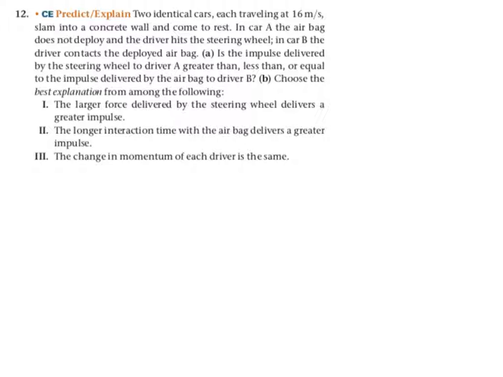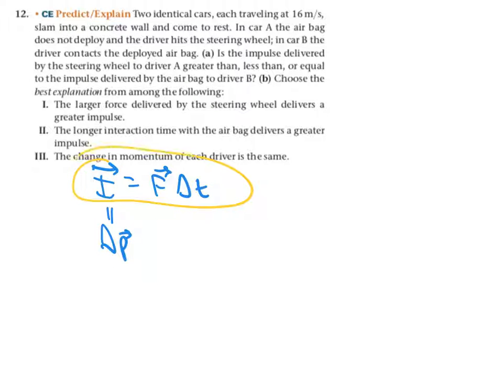So we want to talk about impulse, and impulse is F delta T. It's also delta P. This first bit is the definition, and this second bit is what's called the impulse-momentum theorem.